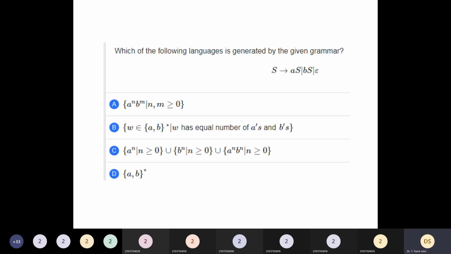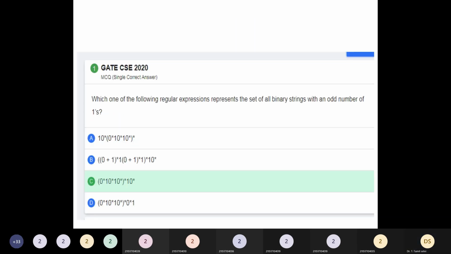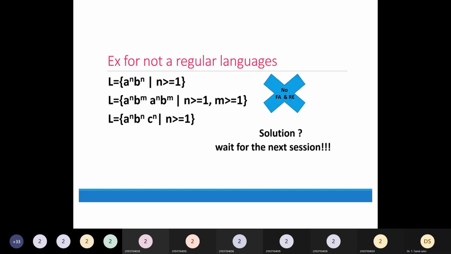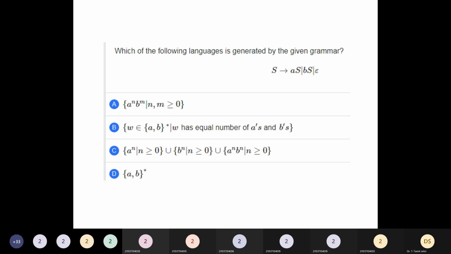Okay, and then we will discuss some GATE questions, some sample GATE questions here. The first question is, which of the following languages is generated by the given grammar? The grammar is S tends to AS, BS, epsilon.